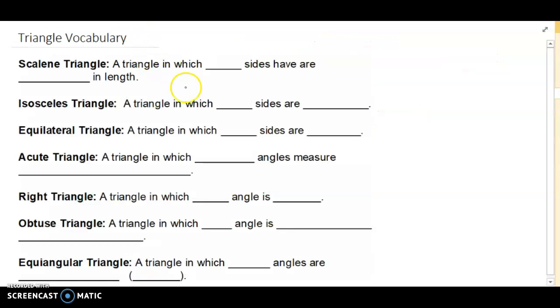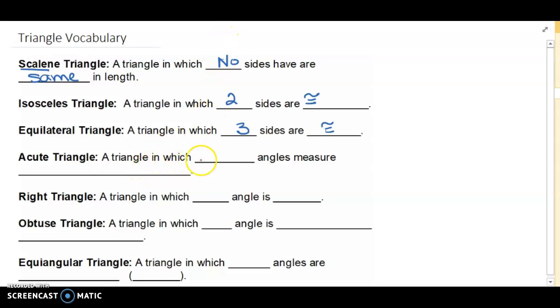All right, guys, you should know a lot of these. If you don't, that's okay, we'll go over them, but hopefully you know at least most of them. A scalene triangle is a triangle in which no sides are the same in length. Okay, so all three sides are different lengths. An isosceles triangle, you should know, has two congruent sides. And an equilateral triangle has three congruent sides.